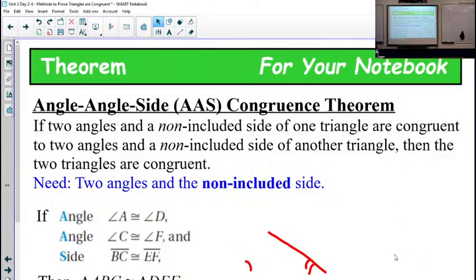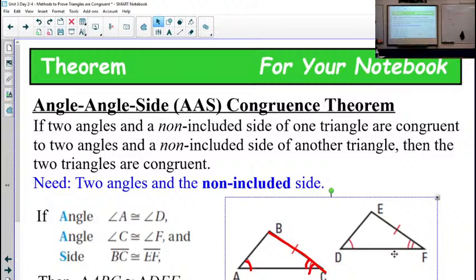Again, clearer if I take away the picture. This side that I marked congruent, this side is not in between the two angles that I made. So that just has a different name. It's a visual thing in the diagram when I talk about included versus not included. So we'll have one more, and it's a little bit different.